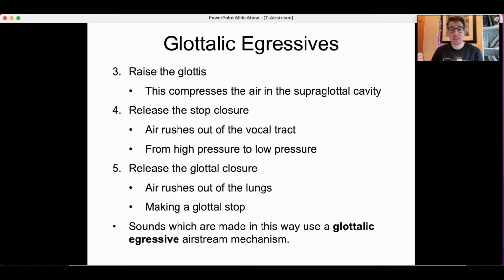Sounds which are made in this way use what we call a glottalic egressive airstream mechanism. Glottalic because of the glottis, the place where you basically make the sound, and egressive airstream mechanism because of the air rushing out. So yes, raising the glottis, number three, is the most difficult part of producing this sound because it is often difficult to control the larynx.